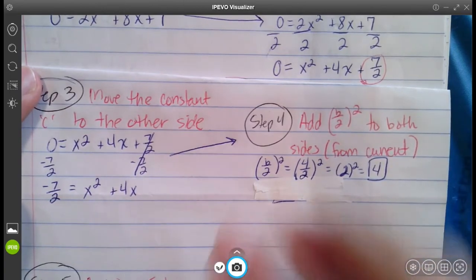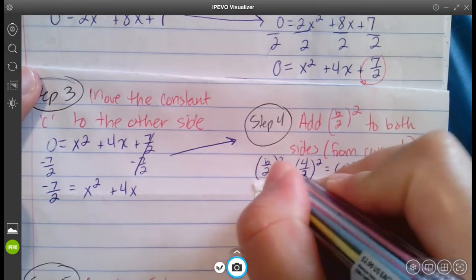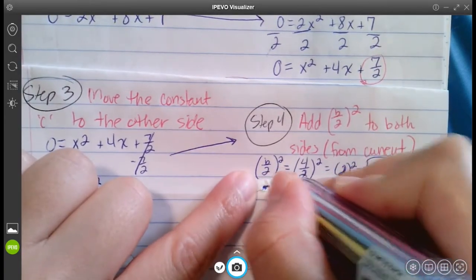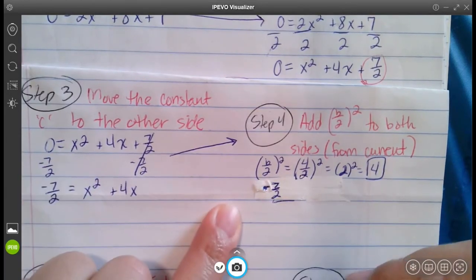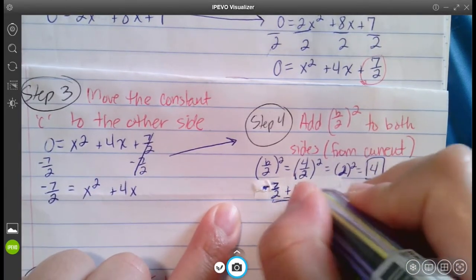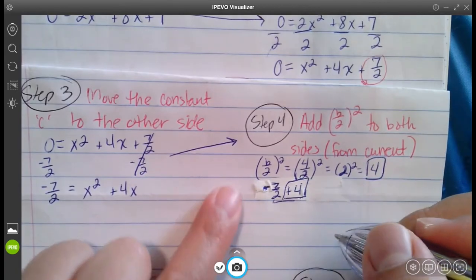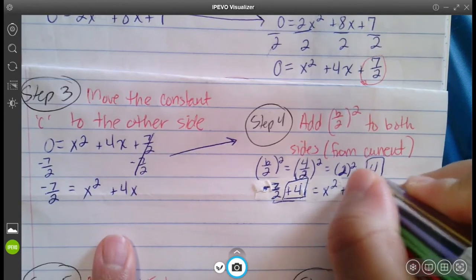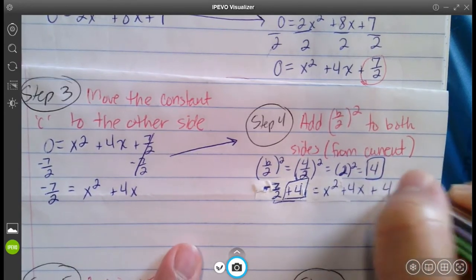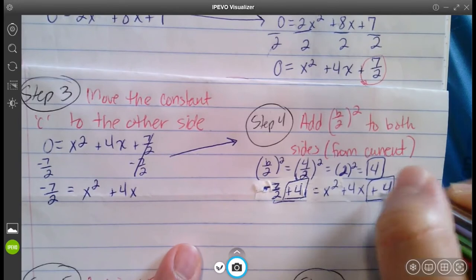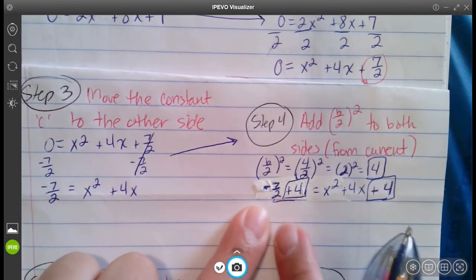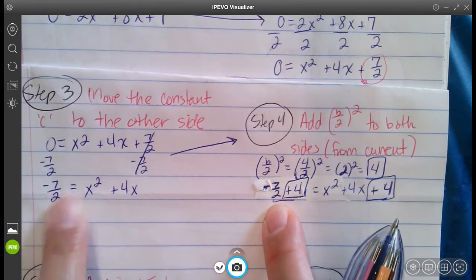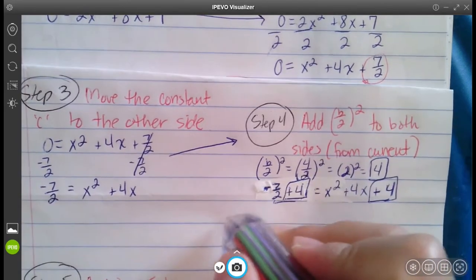All right, so on this side, we're going to have negative 7 over 2. Sorry, I had to white this out a bit. Finally got some white out here. Negative 7 over 2 plus the 4. So there's that 4 that I was talking about, is equal to all this. So x squared plus 4x plus 4 again. So all we're doing is adding that 4 to both sides. And that's our negative 7 right here, in case you can't see it. That's this guy right here. Okay, moving on to step number 5.